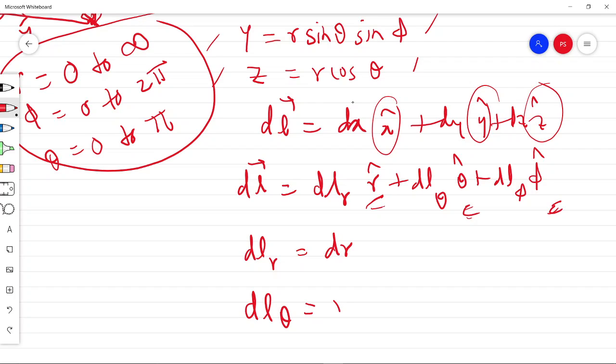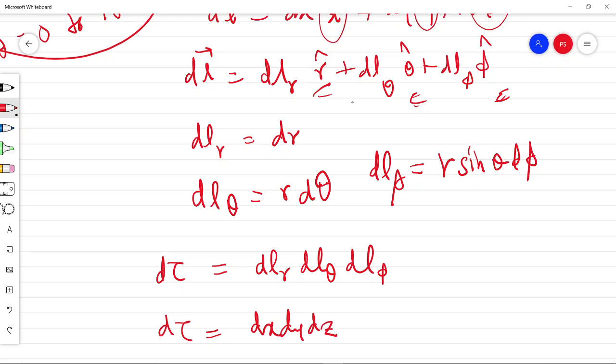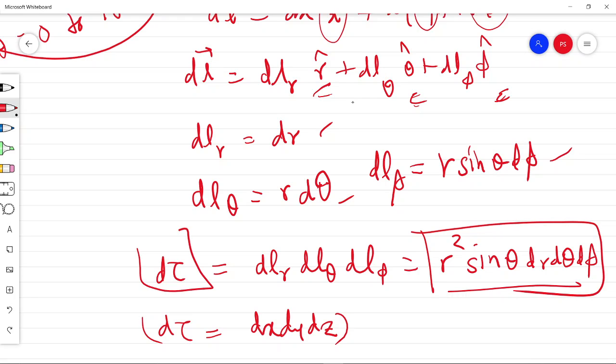dl theta is just r d theta, and dl phi is slightly complex. This is r sin theta d phi. We can also define a volume element d tau corresponding to this as dl r into dl theta into dl phi. So that is similar to the volume element definition in the Cartesian coordinate system, which was dx dy dz. So this is just the product of these three terms. So it is going to be r squared sin theta dr d theta d phi. This is the volume element in the spherical coordinate system.